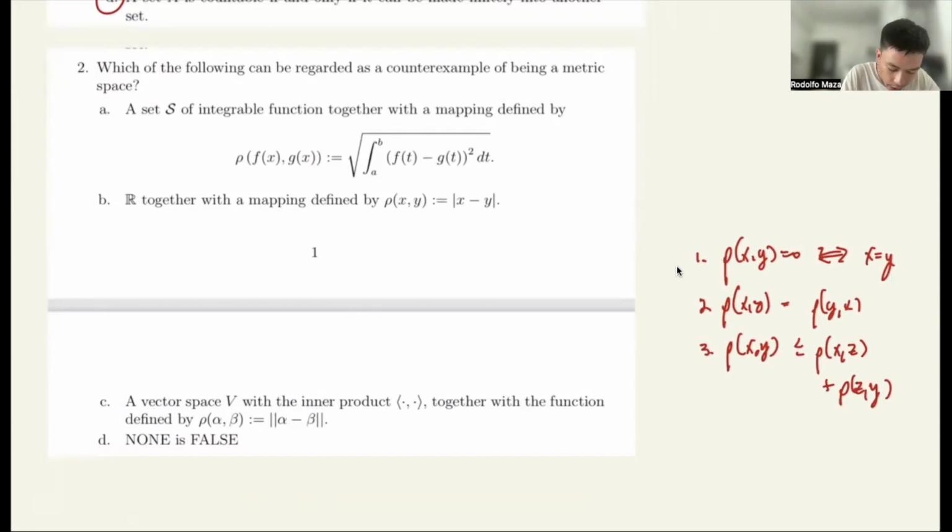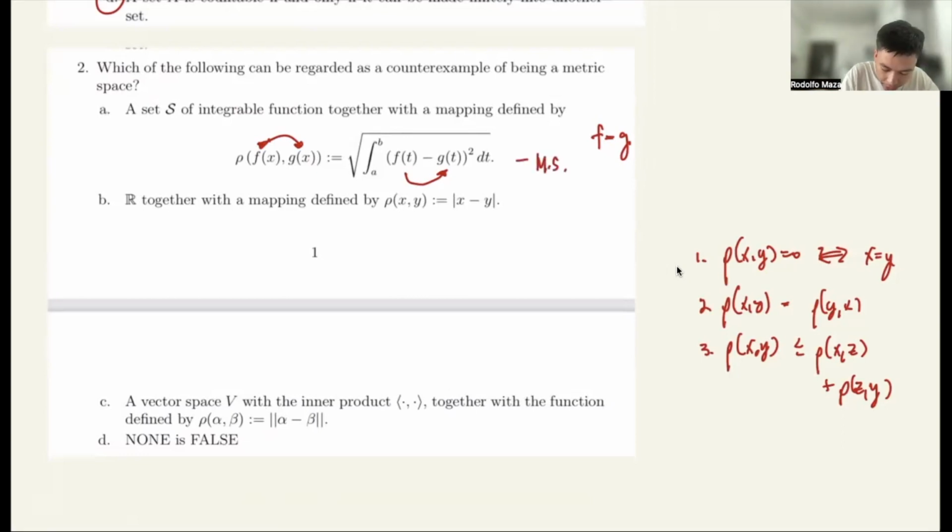So, we will check. Kung napapansin mo, if you equate f equals g, so yung rho niya, magma-minus yan, magiging 0, and that's actually true. And then, pwede mo siyang i-swap ang places nila. Kasi, square naman siya, so it's still the same. And then, this is a function, so pwede kang sisingit doon, and that's evidently greater than that. So, therefore, this is a metric space.